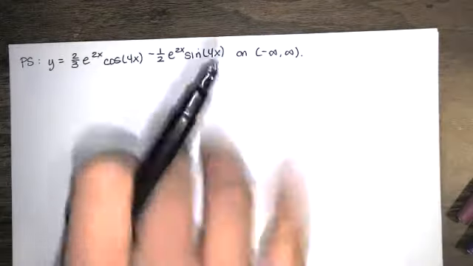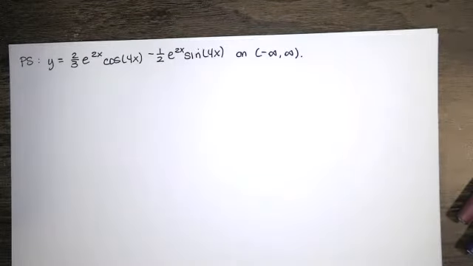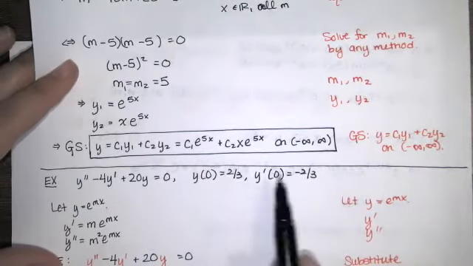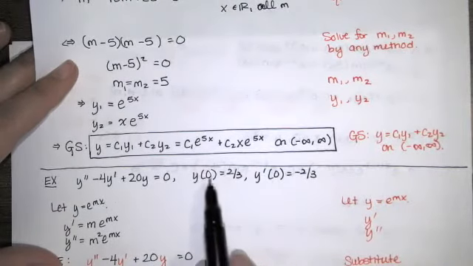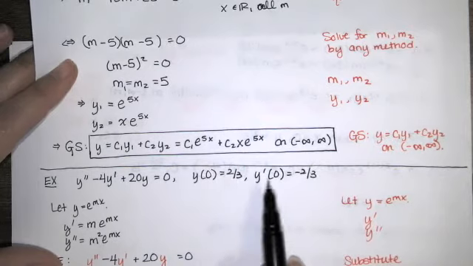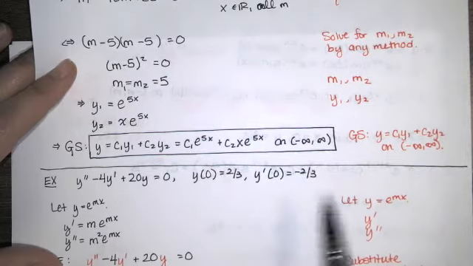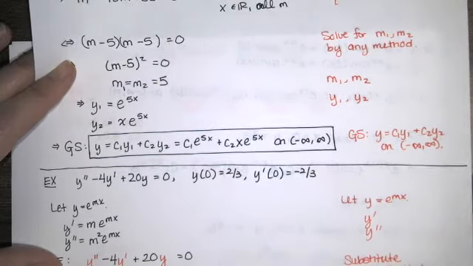So remember, this is the function that not only satisfies this differential equation, but it also satisfies these two conditions. When x is 0, y is equal to 2/3, and when x is 0, y prime is equal to negative 2/3, or the slope is equal to negative 2/3 at that location.